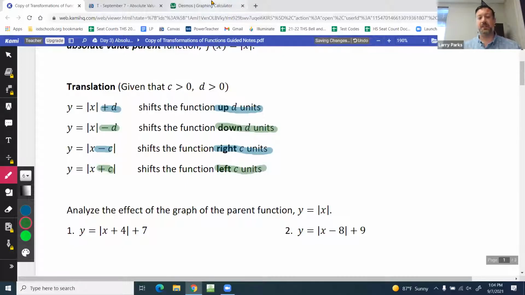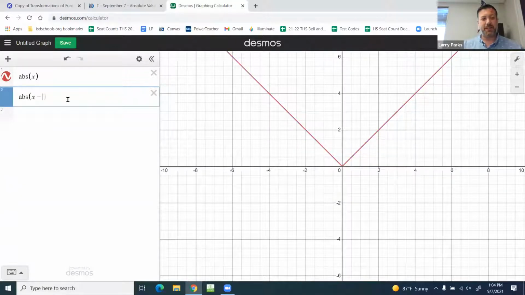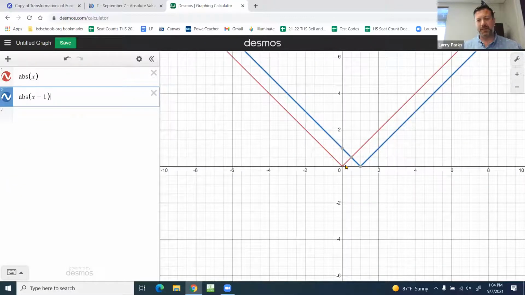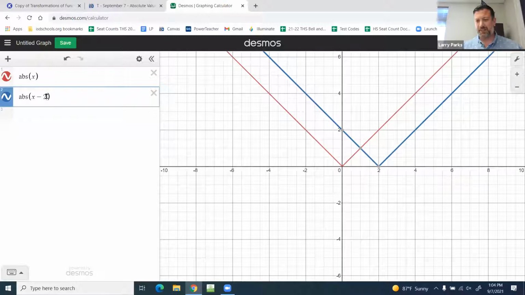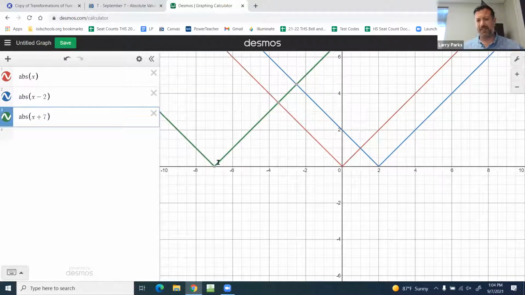So let's go look at that, okay? So if I put this in parentheses, x -1, notice, here's the parent, it went 1 to the right. If I put x -2, it's gonna go 2 to the right. And notice, if I put a plus, it goes to the left. So inside the parentheses, it does the opposite of what most people think.